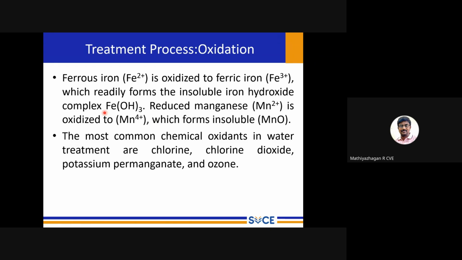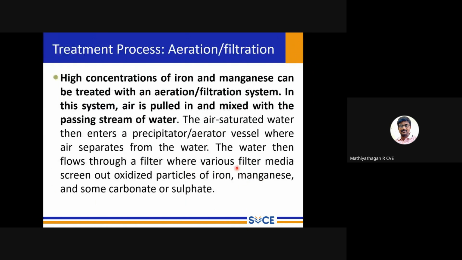Mainly the oxidation process and the filtration process are used to remove both ferrous and manganese. So these are all the oxidants we can use: chlorine dioxide, potassium permanganate, and ozone can be used, or simply aeration alone is enough to convert the soluble ferrous and manganese into insoluble ferric and manganic salt. Then we go for filtration to filter this insoluble matter of iron and manganese.